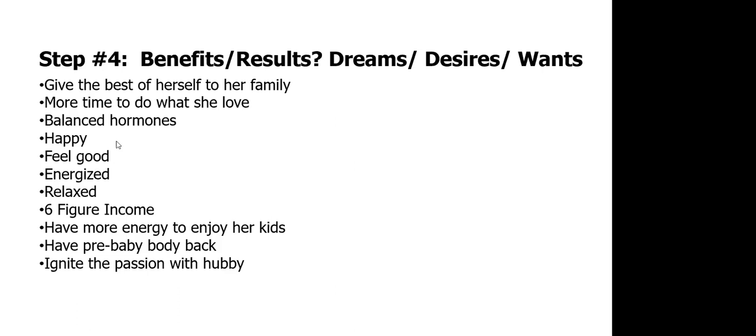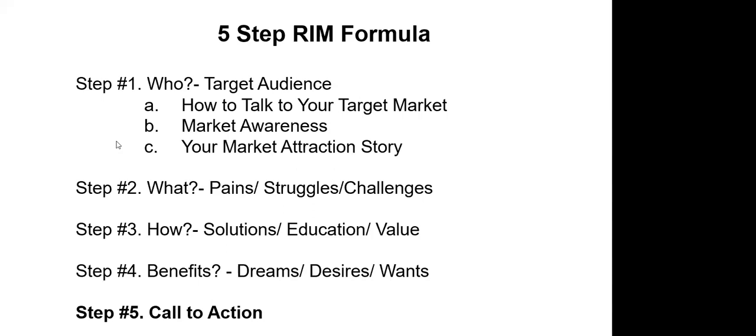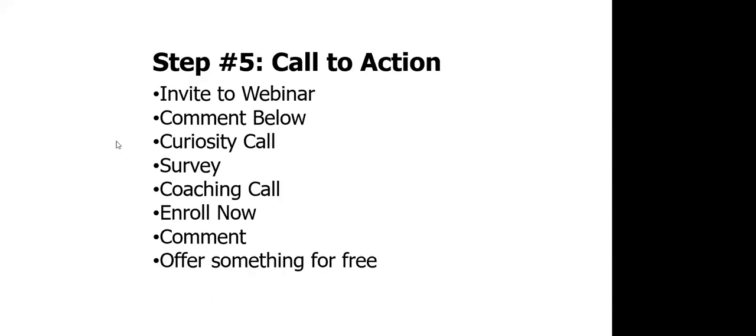All right. So we always want to have a call to action. What it is we want them to do and what they're going to get in return. Okay. So it's important to let them know, and the easier it is for them to do that, the better. Okay. So some of the call to action. So this is step number 5, call to action. Could be inviting them to a webinar. It could be just comment below. It could be a curiosity call. It could be a survey. It could be a coaching call. It could be enroll now, depending where they're at. It could be just a comment. It could offer something for free. Okay. So what you're going to do is tell them what you want them to do and what they're going to receive from commenting or doing whatever you're asking them to do.